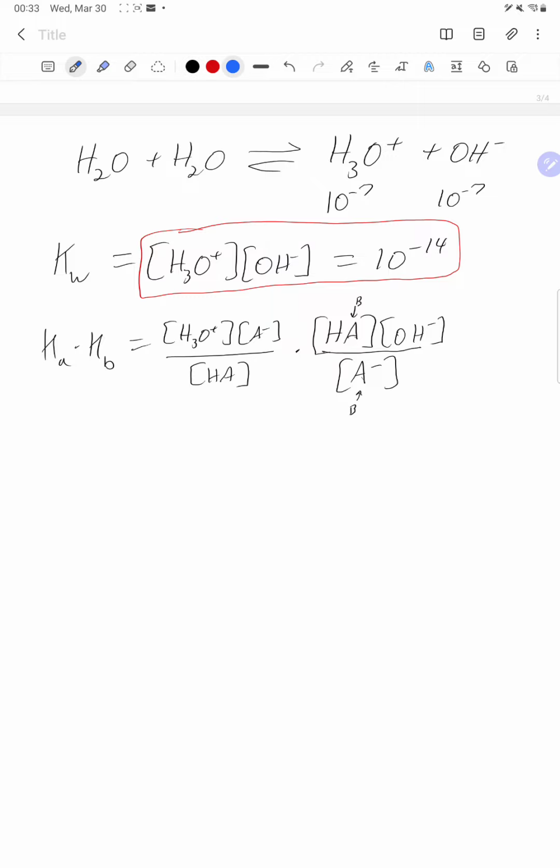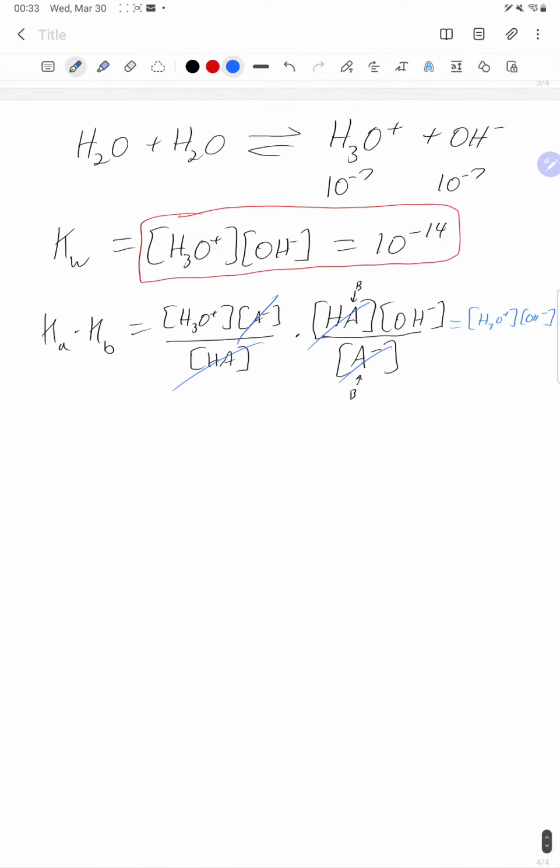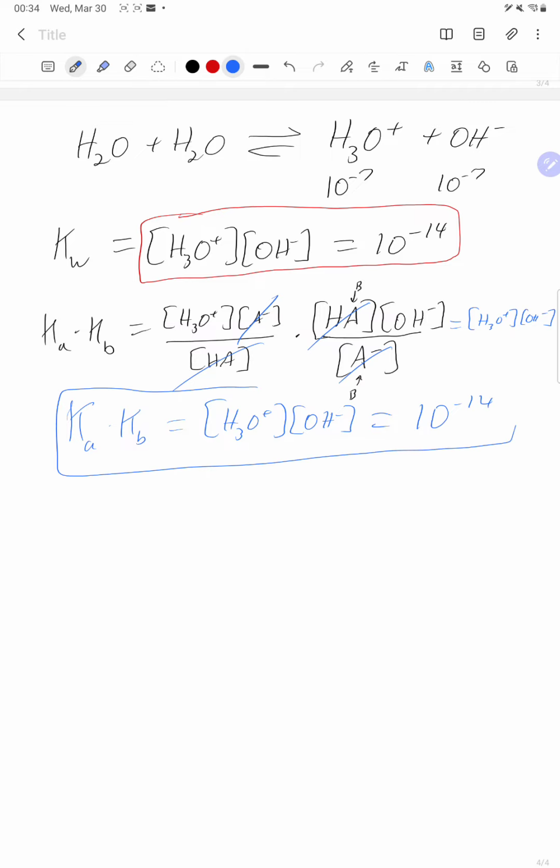From here, we can see that many of these terms cancel out. But what I'm left with is H3O plus and OH minus. So this is our next relationship. Ka times Kb is equal to H3O plus times OH minus, which we showed up above is equal to 10 to the negative 14. So I guess this is actually all the relationships put together.